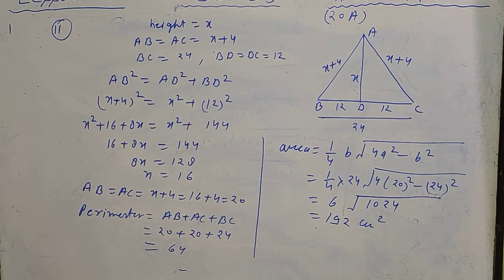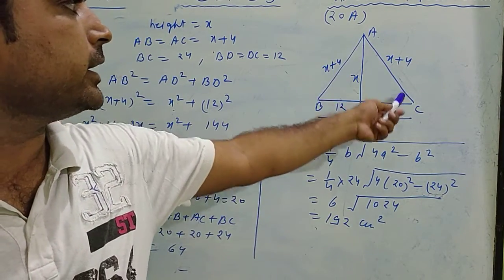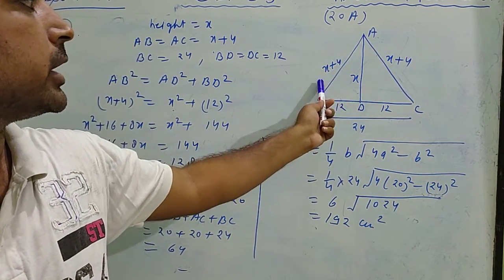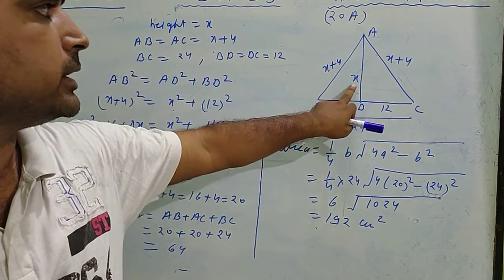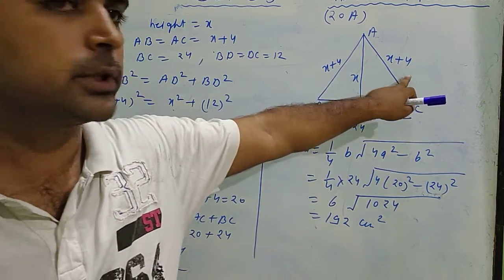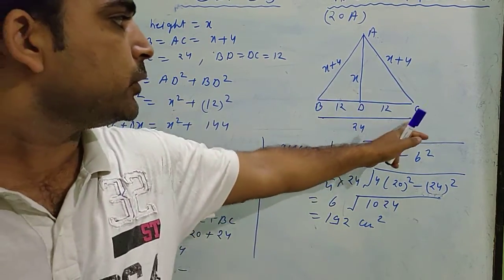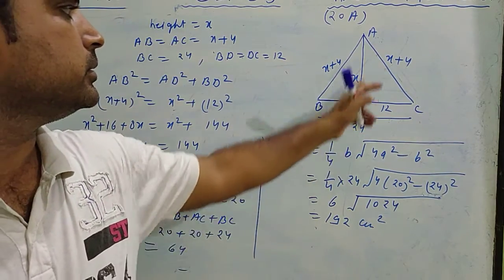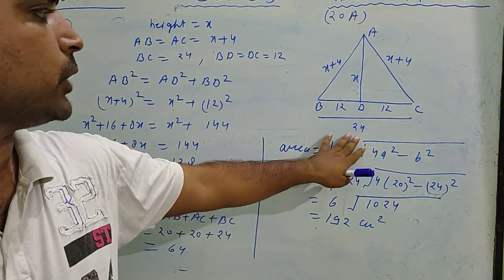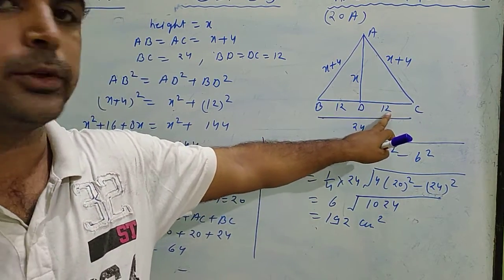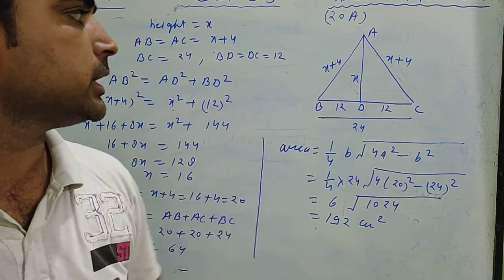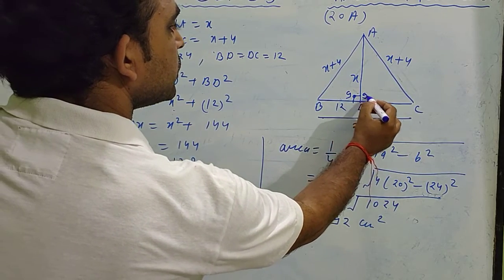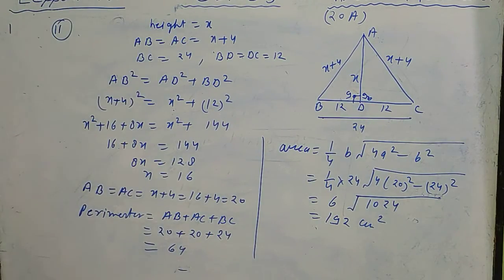Okay, so in this question it is given that the equal side is 4 more than the height. So let's suppose the height is x, then the equal side will be x plus 4, because we assume that this is x, then this will be x plus 4, this will be x plus 4, and base is given 24 centimeter. So according to the isosceles triangle property, the perpendicular divides the base into two equal parts, means 24 becomes 12 and 12. BD is equal to 12 and DC is equal to 12 because it is an isosceles triangle, so it divides into two equal parts.